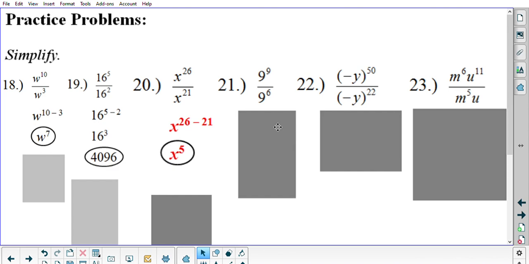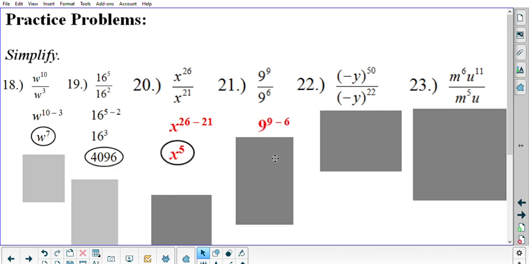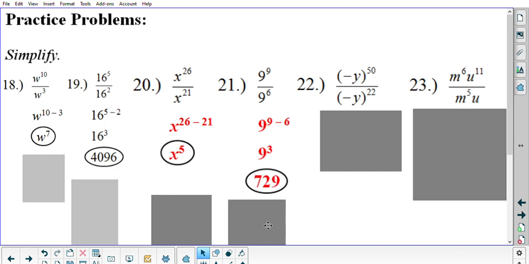Number 21. Again, we can subtract the exponents, but do not accidentally think that this is going to become a 1 for the base. No, no, no, no. It's still a base of 9, but the exponents will give you 9 to the 3rd power when you apply the shortcut of subtracting the exponents. Now, 9 to the 3rd power means 9 times 9 times 9. 9 times 9 is 81. Times another 9 would give you 729.